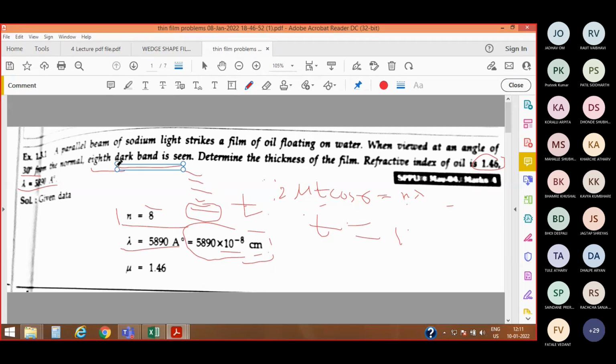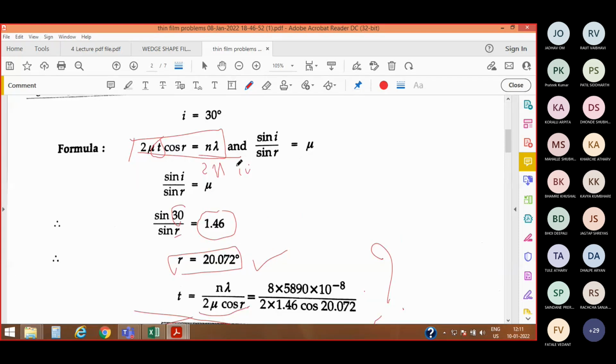डार्क बैंड पूछा है. डार्क बैंड यानी डिस्ट्रक्टिव इंटरफेरेंस हो रहा है. इन केस ऑफ डिस्ट्रक्टिव इंटरफेरेंस path difference is equal to 2 mu t cos r is equal to n lambda. क्या है फाइनल आंसर क्या है?